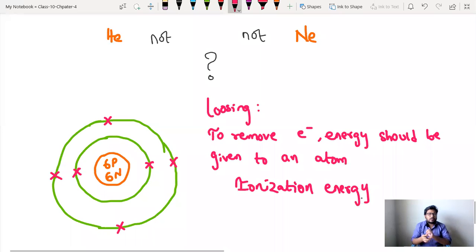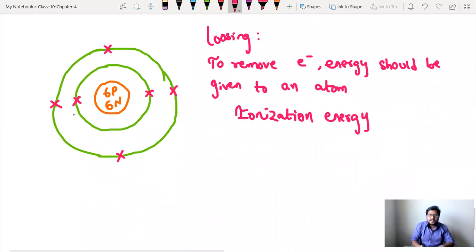If you give a high amount of energy to the atom, you can remove 1 electron, because the nucleus will be attracting all electrons. It is not that easy to remove an electron from the atom. Okay, you have applied more and more energy. You have removed 1 electron, let us assume.